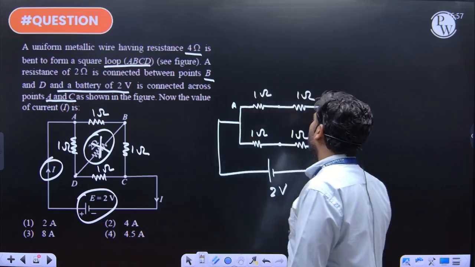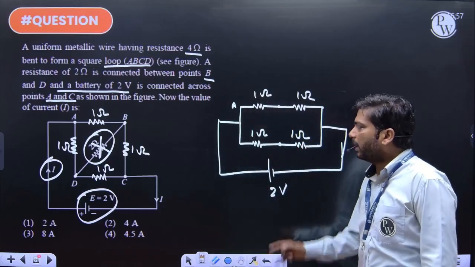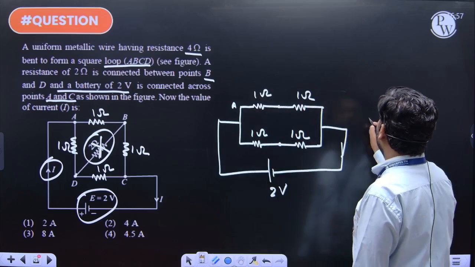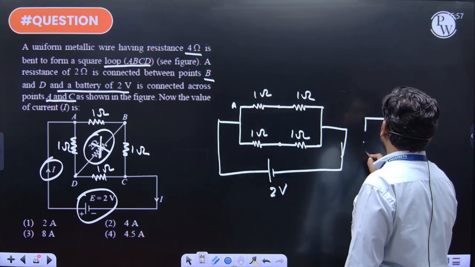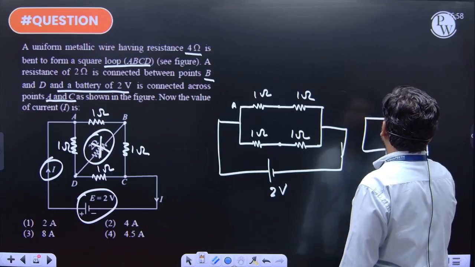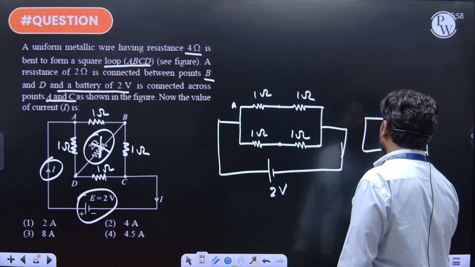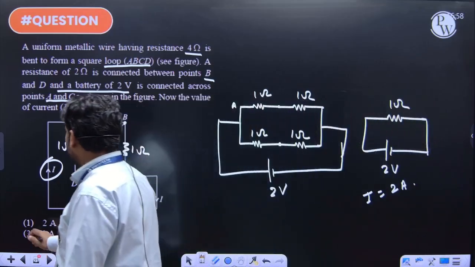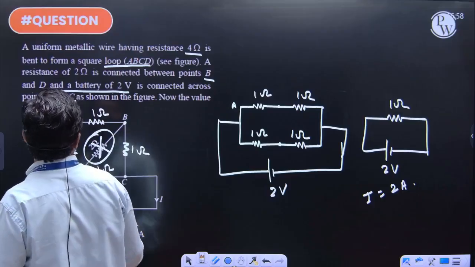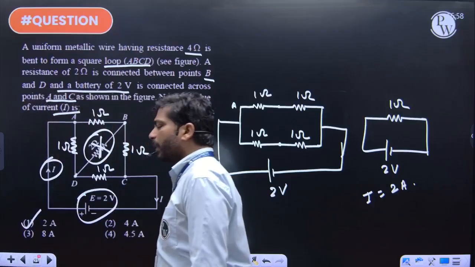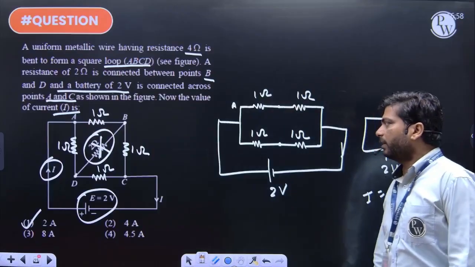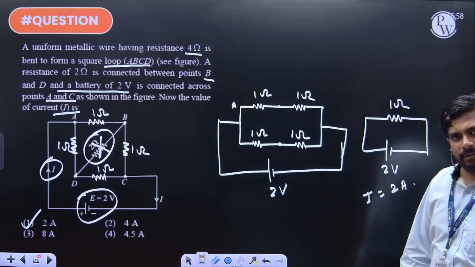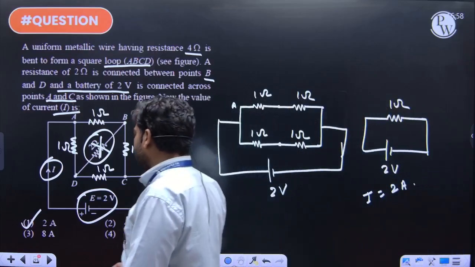So R equivalent will be 1 plus 1 is 2, 1 plus 1 is 2, and 2 and 2 are in parallel combination, so it will become 1. So it will reduce to 1 ohm, and this one is 2 volts. So what is the current? I is equal to 2 ampere. I hope they are asking I, right? Current I is 2 ampere. Is it fine? Done? Okay, let's move to the next.